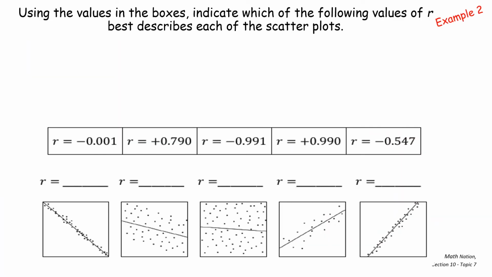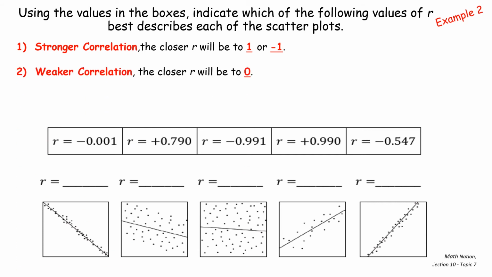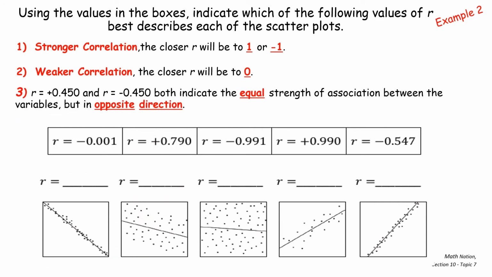Let's take a look at example 2 here. It says, using the values in the boxes, indicate which of the following values of r best describe each of the scatter plots. And so let's recall a few things. Remember, if it's a stronger correlation, the value of r would be close to 1 or negative 1. If it's a weaker correlation, the value of r will be close to 0. So as an example, if we have r is positive 0.45 and negative 0.45, they have an equal strength, but they go in opposite directions. This would be a positive slope, and this would be a negative slope. So now let's match the values of r, or correlation coefficients, with the graphs down here.